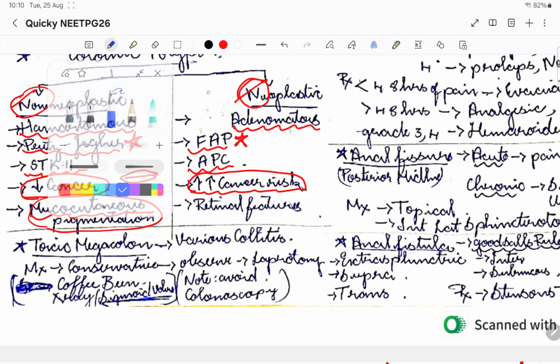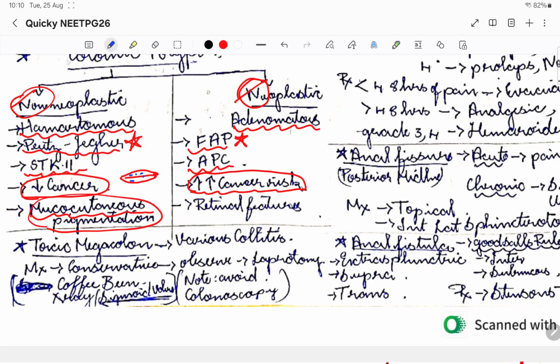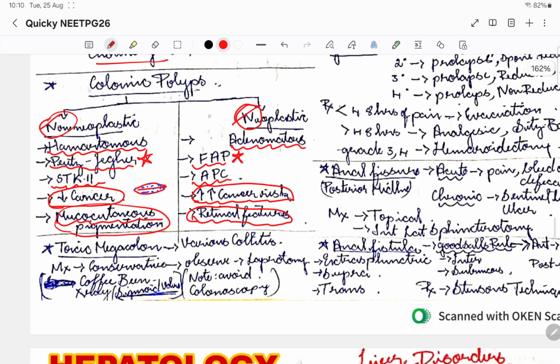So even on Instagram and all, you would have seen some bluish discoloration around the lip and all. So this is the Peutz-Jeghers syndrome. Okay, so then the retinal features can be seen in adenomatous, that is a non-neoplastic colonic polyp.